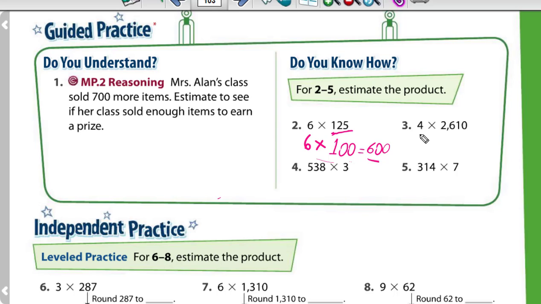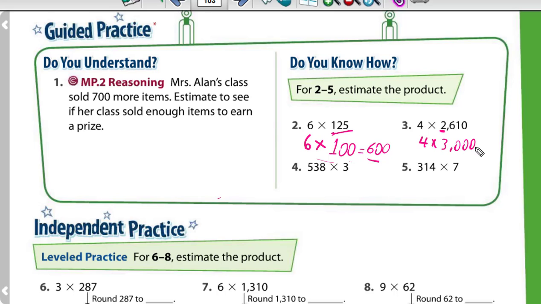Now the 4, we will write it as it is, and this number 2610, we will round it to the nearest 1000 because 2 is the greatest place value. The greatest means the last one from the left. So the 2 will go up to be 3 because the 6 is more. Great. So it will be 3000.